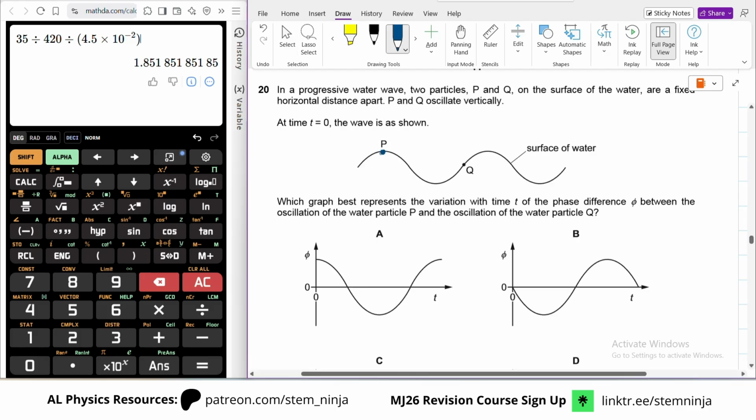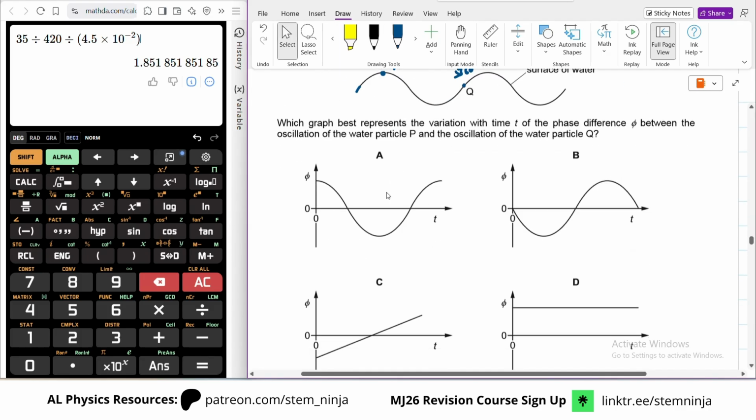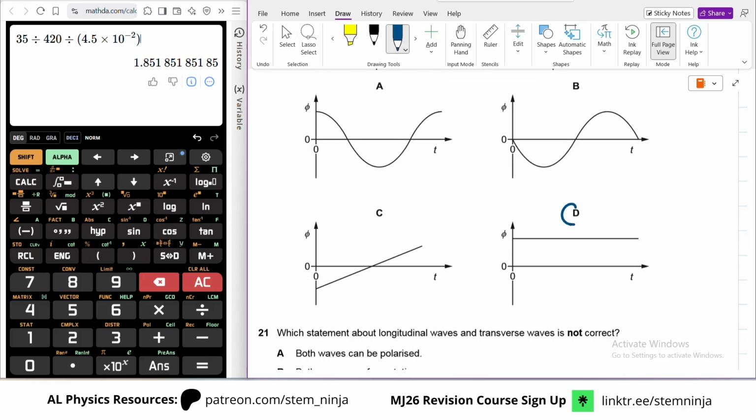Now, if we consider the sinusoidal wave for the displacement, this is at 90 degrees and this is at 360 degrees. That means the phase difference is 270 degrees. This will remain so even if this peak comes over here. The phase difference between these two particles will remain as it is, so it will be a constant phi.